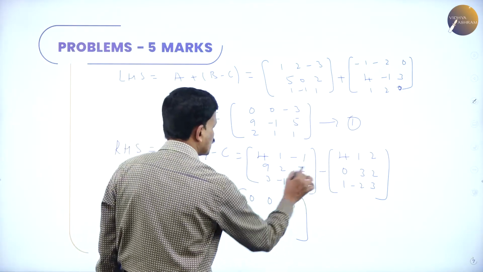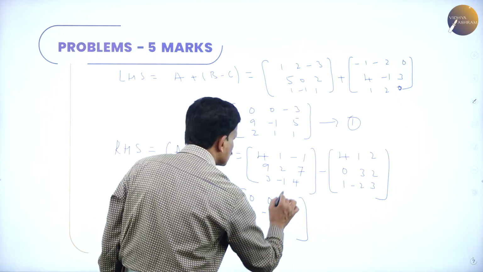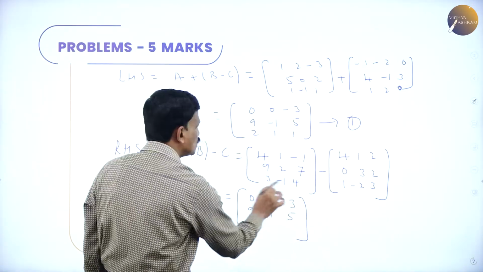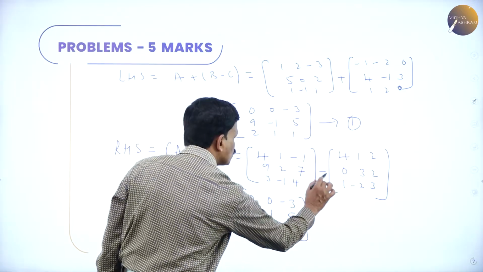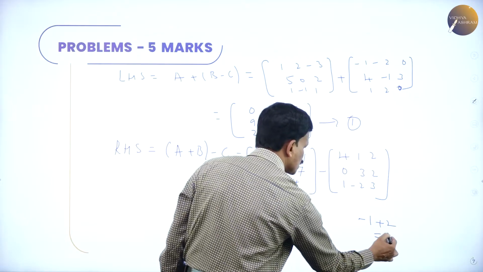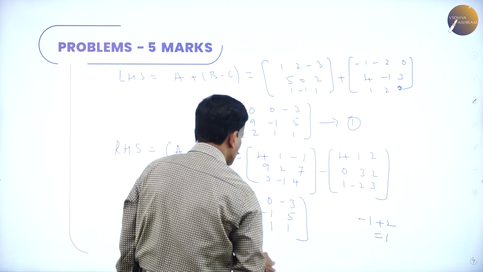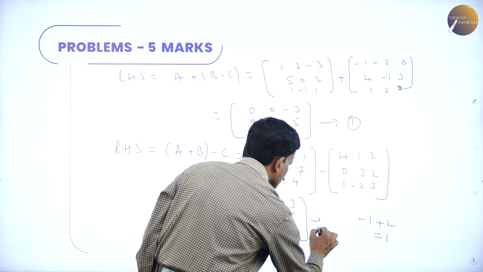Now, let us verify second row. 9 minus 0 is 9. 2 minus 3 is minus 1. 7 minus 2 is 5. 3 minus 1 is 2. Minus into minus plus. This is minus 1... 2 minus 1 is 1. This is plus 1. And 4 minus 3 is 1. 2, 1, 1. So, this is equation number 2.